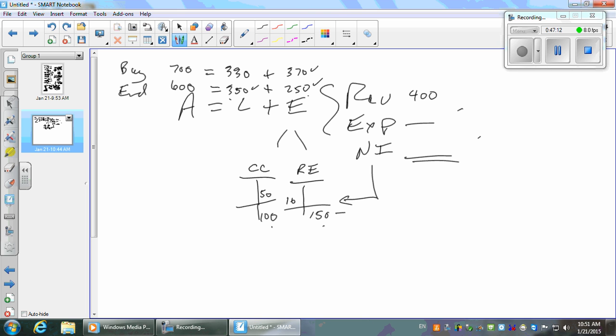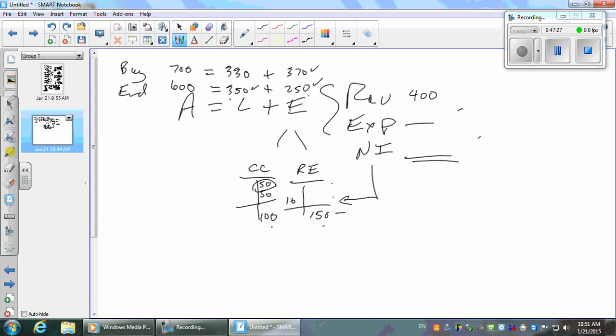I don't know this one, I don't know this one, I don't know this one, I don't know that one. Oh, I could get this one. What is it? It's 50, because I added 50 to something, right? So the beginning contributed capital is 50. Everybody agree with that? Now what can I do?